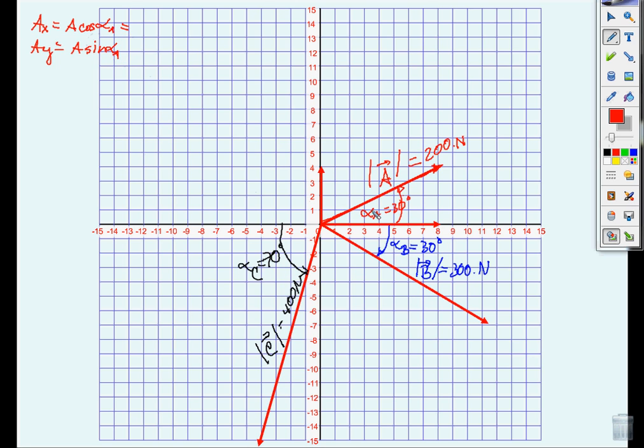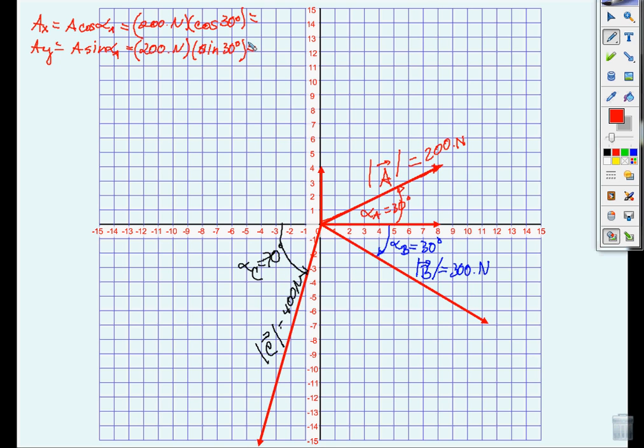So we can substitute. What is the magnitude of A? The magnitude of A is 200 newtons. Is it positive? Yes, it is positive because it's pointing towards a positive x. And the reference angle we determined is equal to 30 degrees. And for y, we notice that the component in y is also positive. So we write the magnitude A and write the sine of 30 degrees.